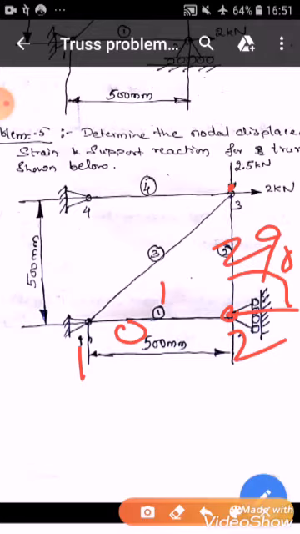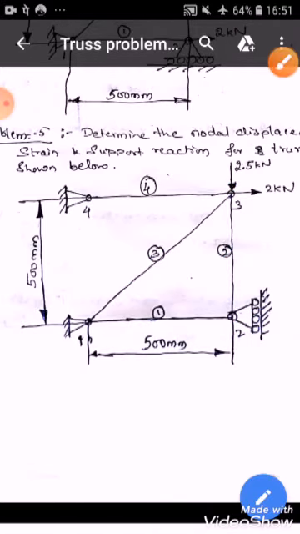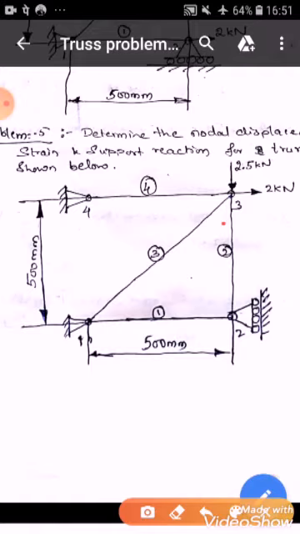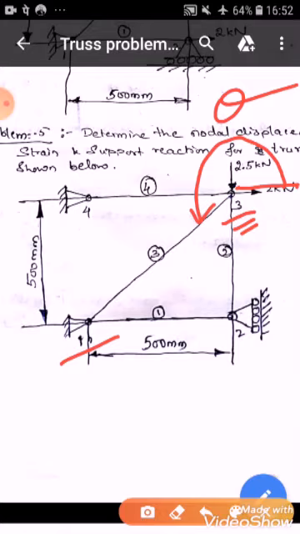Now element number 3 is here, and as I discussed, element 3 is connected between 3 and 1. When element 3 is connected between 3 and 1, its local node 1 is 3. So when you are measuring the angle for this element 3, take the positive x axis and from this measure in the counterclockwise direction. This angle comes out to be a reflex angle. This is theta 3.